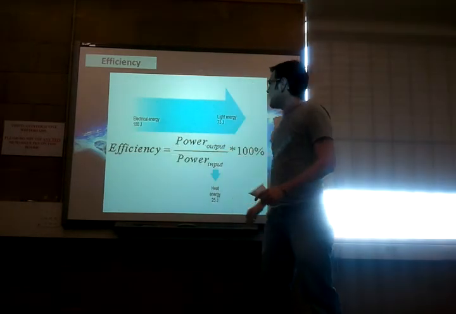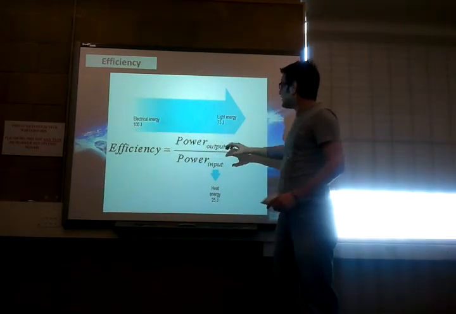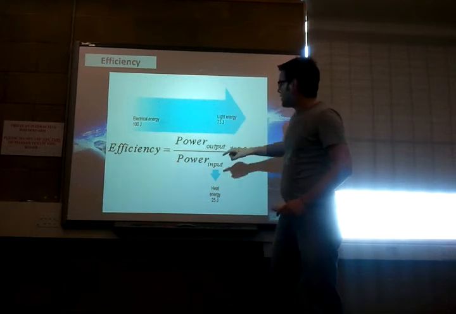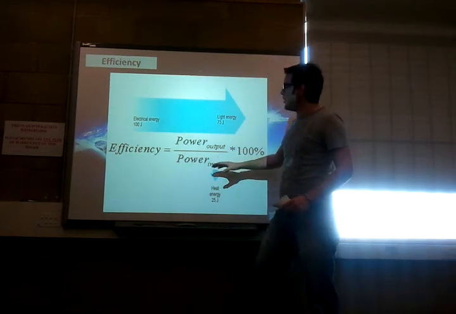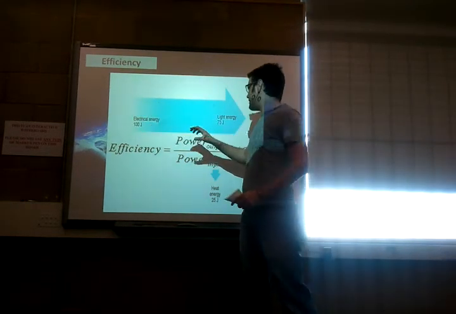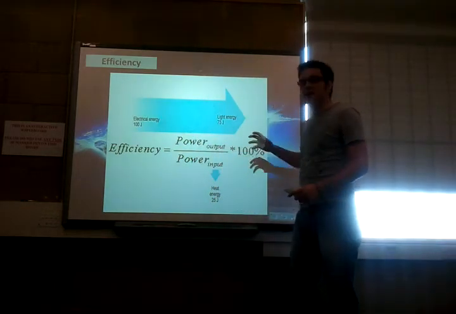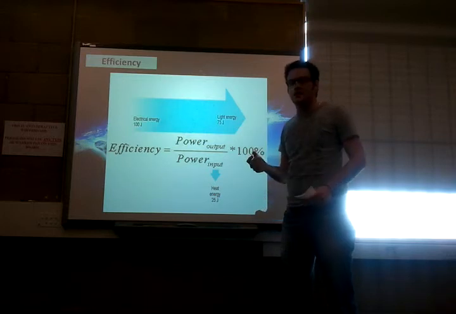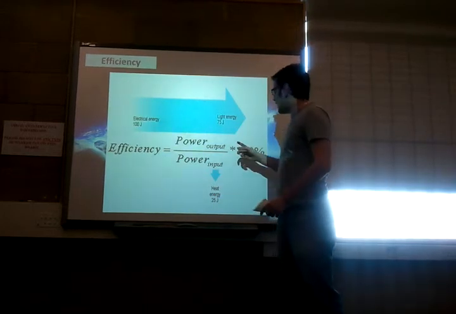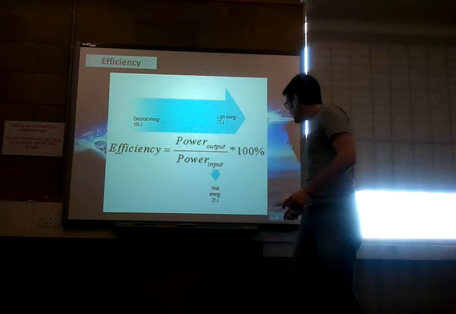So efficiency equals the power output, so our useful energy, compared to our total power input, so the amount of energy actually coming into the system. So as we said, that is divided by each other, and then to get a percentage, because efficiency is measured as a percentage, we then have to times that by 100 to give our percentage.